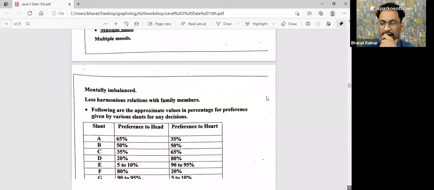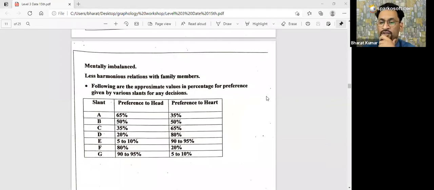Now, if you find properties of mixed slants in the handwriting, do one thing: take a total of 10 lines, and in the 10 lines, find out how many times slant A, how many times slant B, how many times slant C. In this way, you can take a percentage of properties from here. Okay? So preference to head. If slant A is there, they will think more and listen very little to the heart. Yes, Swapna, correct. Now, if slant B is more, 50-50 brain and mind. If slant C is more, heart, less mind.